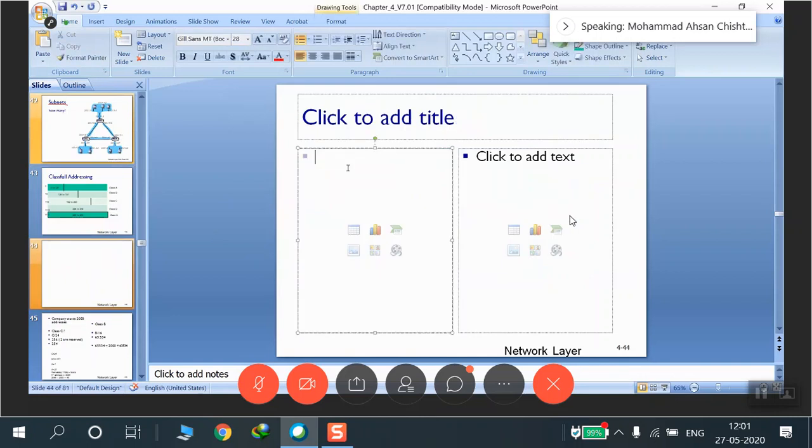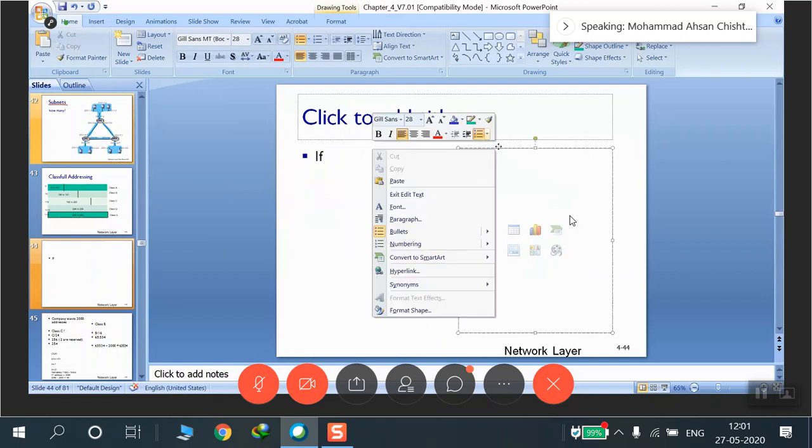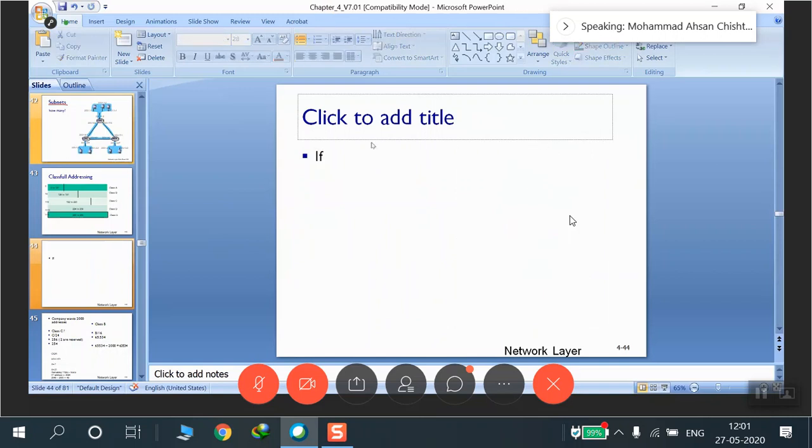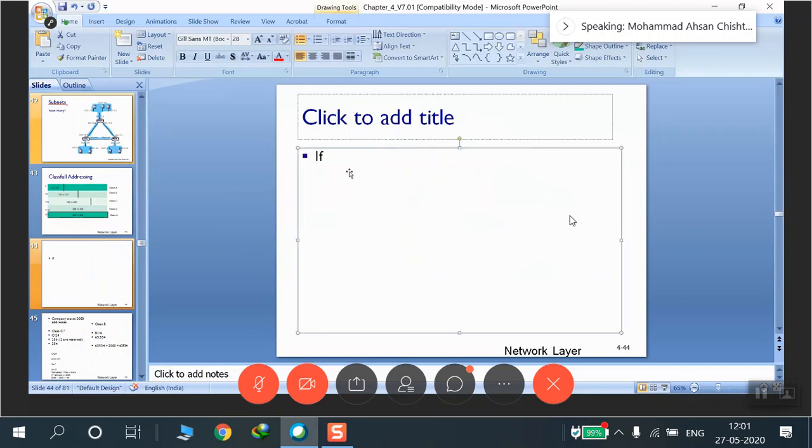Let me just write here. Now, how to determine what address we have? I'll make a small flow chart to make you understand how to find which class this IP address belongs to. So if the first bit is 0, this means it is class A.